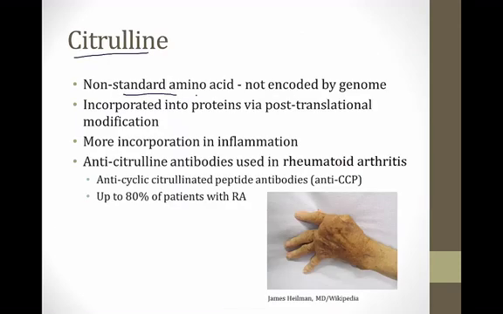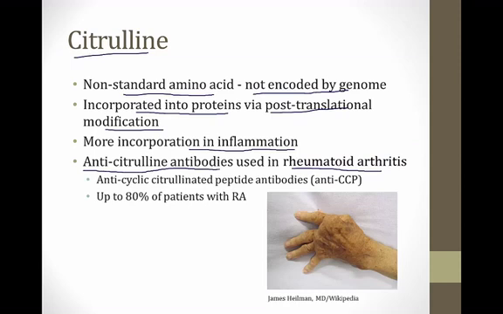Along those lines, let me mention citrulline. It is a non-standard amino acid, as I said before, not encoded by our genome, but it can be incorporated into proteins via post-translational modification. And it turns out there is more incorporation of citrulline into proteins in settings of inflammation. And in the condition of rheumatoid arthritis, anti-citrulline antibodies are very helpful in the diagnosis of the condition. Molecules called anti-cyclic citrullinated peptide antibodies, or anti-CCPs, are positive in up to 80% of patients with rheumatoid arthritis, and those antibodies are directed against citrullinated structures which come from citrulline, the non-standard amino acid in the urea cycle.